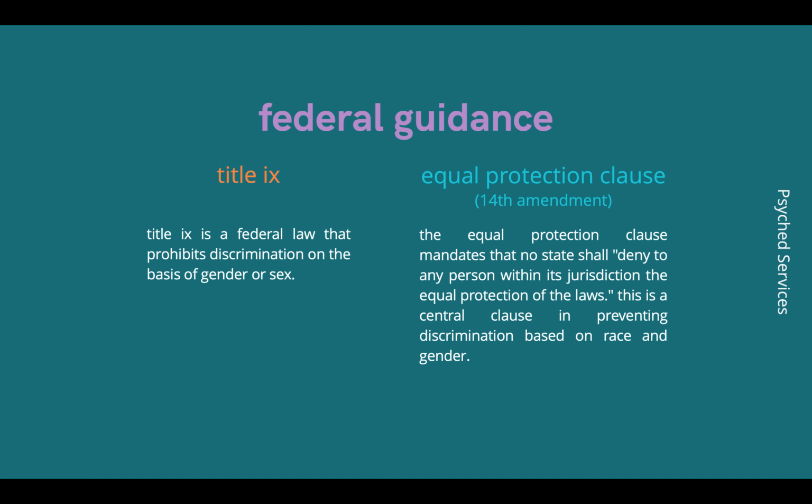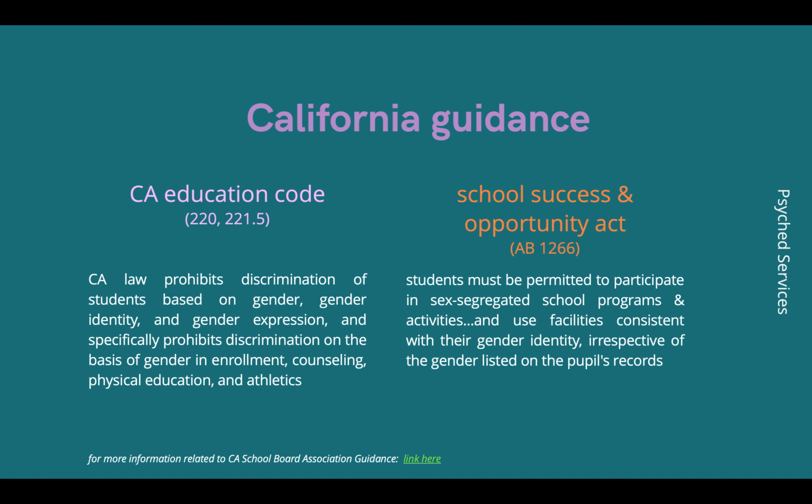The other important federal guidance to note is the Equal Protection Clause from the 14th Amendment. It states that no state will deny any person the equal protection of the laws, and this is also a very commonly cited clause in cases related to gender equity. So we know that federally there are some broad protections. Let's look more specifically at California laws and legal guidance.